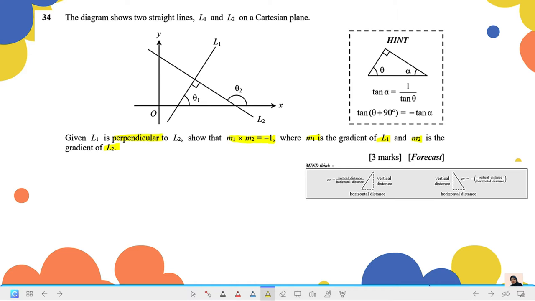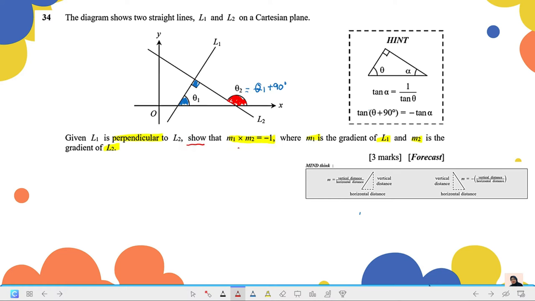So how? Okay, look at the triangle here. This is a right angle triangle. So you have learned how to get the theta 2. Theta 2 here, how to get theta 2? You can take theta 1 plus 90, where actually theta 2 is the exterior angle. This is the exterior angle.